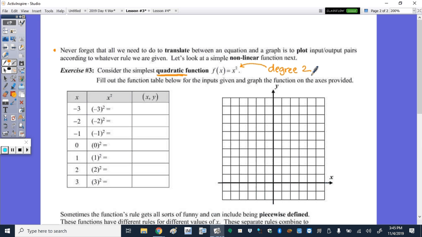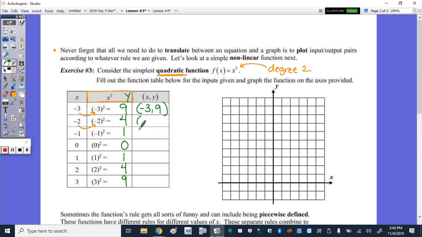So we're going to fill out the table. You can see the rule says to take the x and square it. So each x value has been written over, and now we just need to square it in order to determine our y value. So negative 3 squared is a positive 9. That's our y. Negative 2 squared, because it's negative 2 times negative 2, is 4. Negative 1 squared, 1. 0 squared, 0. 1 squared, 1. 2 squared, 4. 3 squared, 9.